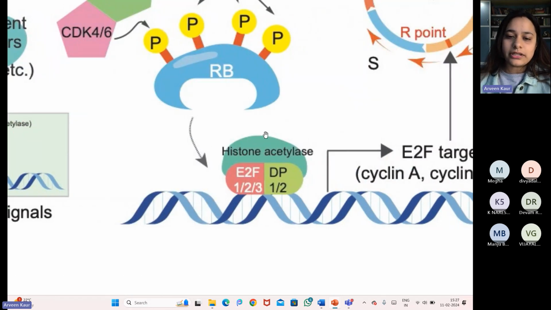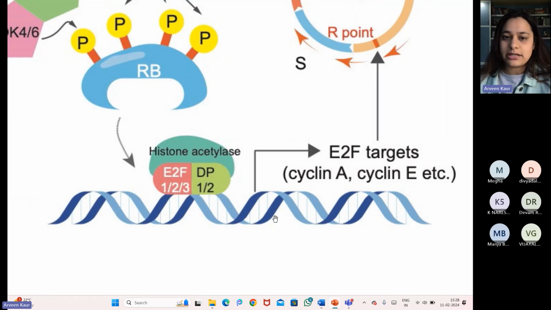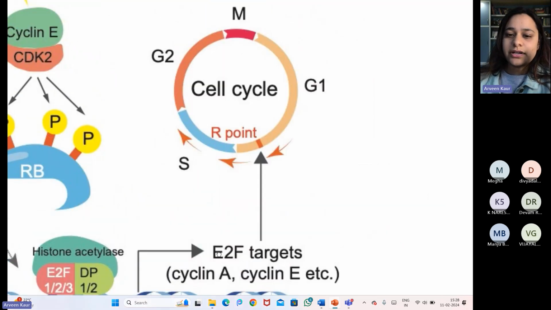But on the contrary, when mitogenic signals are received, what will happen? This RB was covering these transcription factors, and it had histone deacetylase, which was also helping RB in curbing transcription. Now this RB has been phosphorylated. Once it has been phosphorylated, transcription can occur, and once transcription occurs, the cell can proceed into the synthesis phase, right?